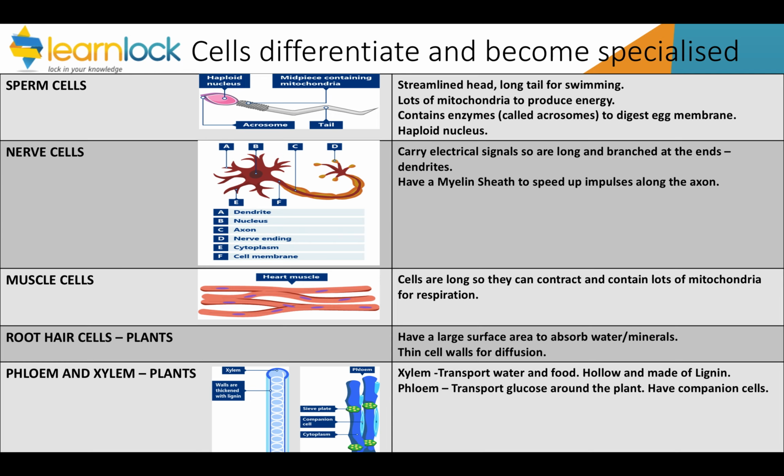Now, not all cells stay the same. They differentiate, which means they become different and they take on different jobs. And that word is being specialised. So they become specialised. There's 5 main ones you need to know about.